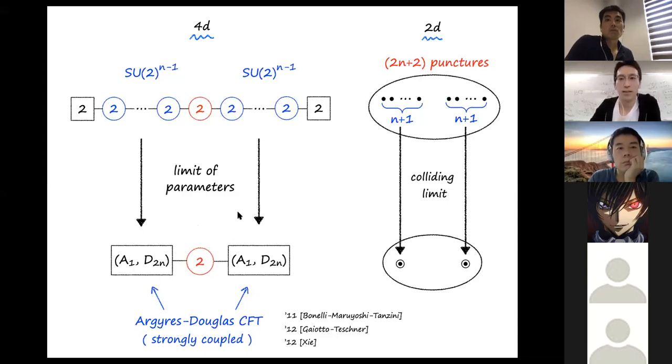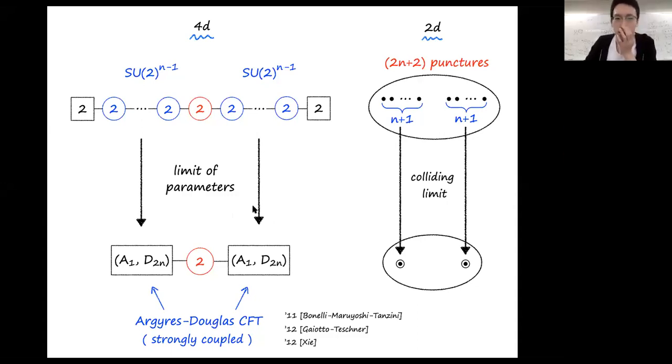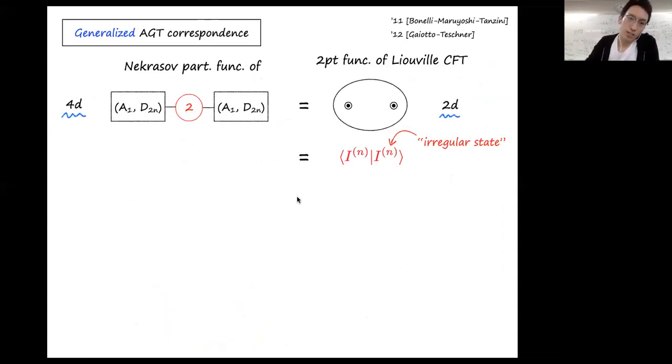Other questions? Okay. Good. So what I talked about is to start with this AGT pair and take some limit, which is a colliding limit in 2D, and in 4D that's a limit going from this UV Lagrangian theory to a non-Lagrangian theory. Just by generalizing the AGT correspondence, it's quite natural to conjecture that the Nekrasov partition function of this theory is equal to the Liouville CFT correlator on this Riemann surface. At these two points, you insert the local operators, and by the state-operator map, it becomes the inner product of two states. But these local operators are not the usual ones, because we are taking a strange colliding limit. As a result, this state is not a Virasoro primary, and it's usually called an irregular state.